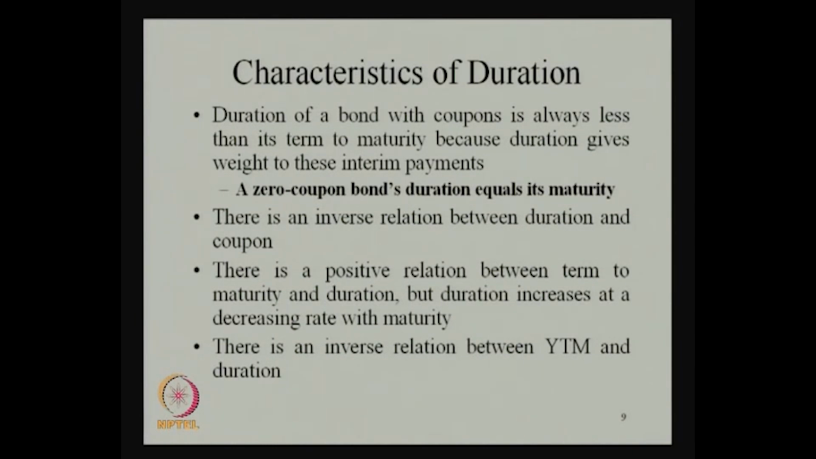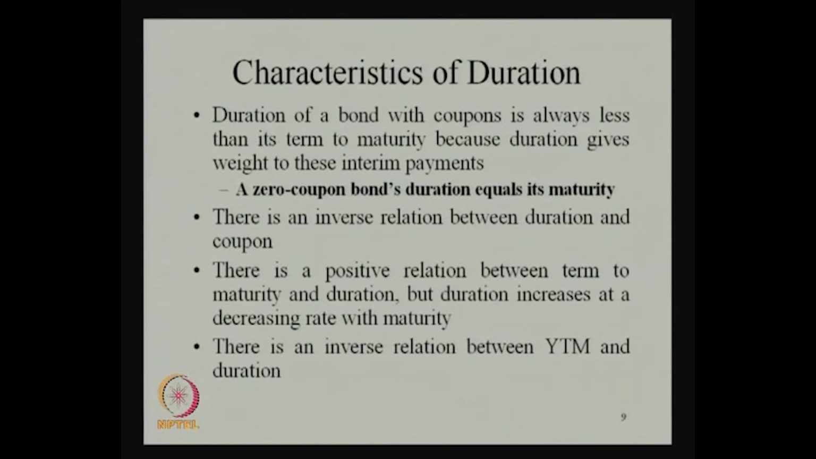There is an inverse relation between duration and the coupon, as we already told: if your coupon is more, then the duration of the particular bond will be less. There is a positive relation between term to maturity and duration, because the more the term to maturity, the more the duration also will be, but duration increases at a decreasing rate with maturity.